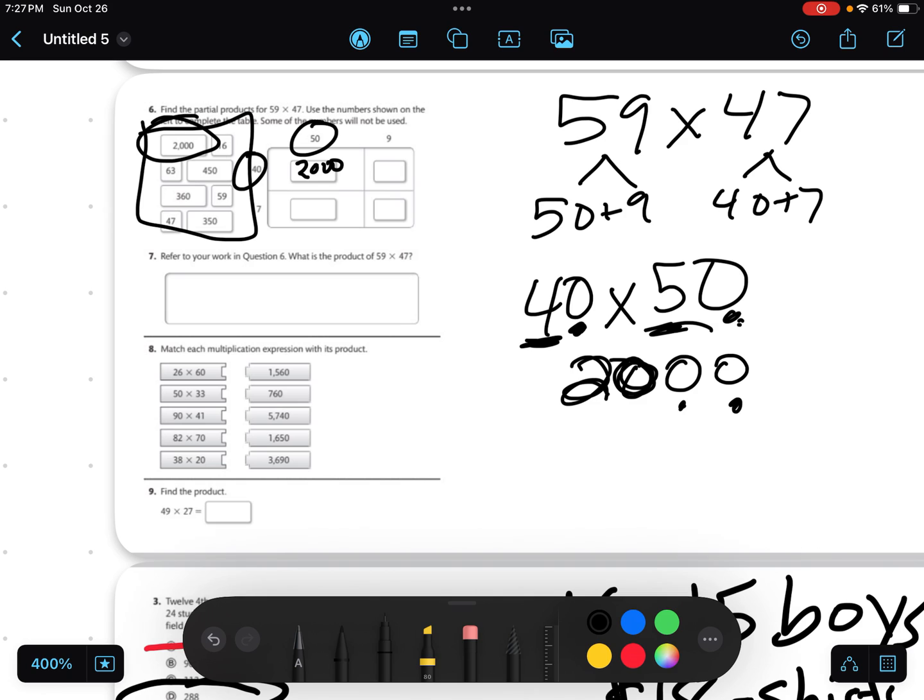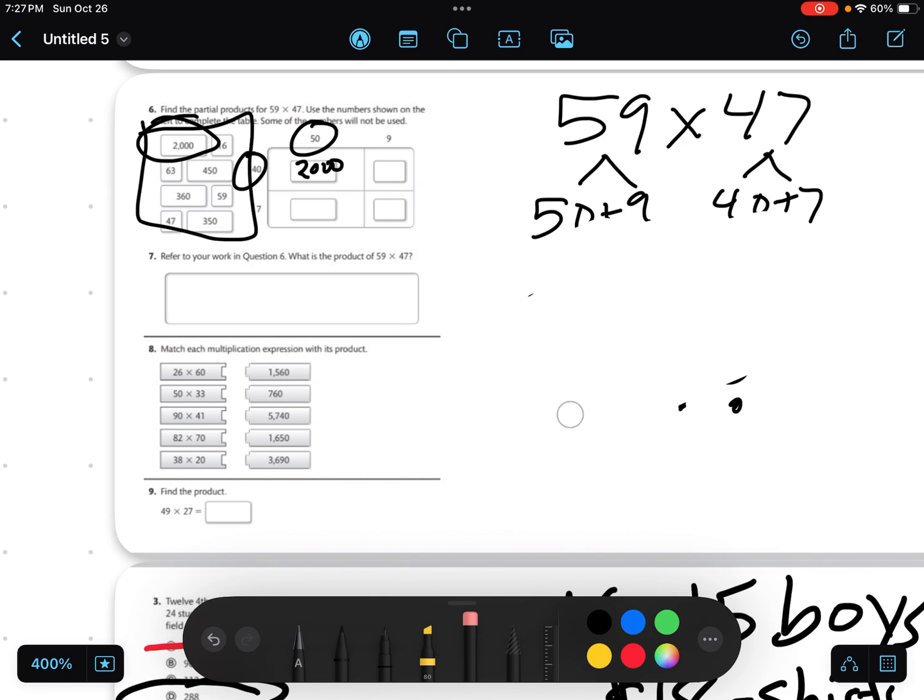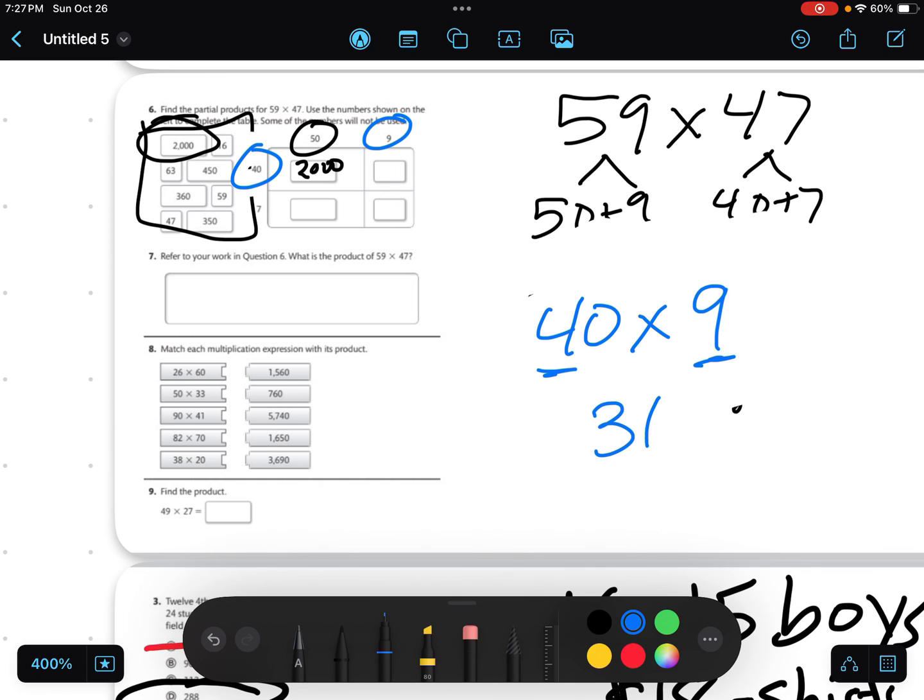And then if I look at my next number, I may have to erase just to show you. Then if I look at my next number, I'm going to multiply. Let me do a different color. Oops. Let me do blue. 40 times 9. Look at my base numbers. 9 times 4 equals 36. Add my 0, 360. So do I have a 360 over here? I do.